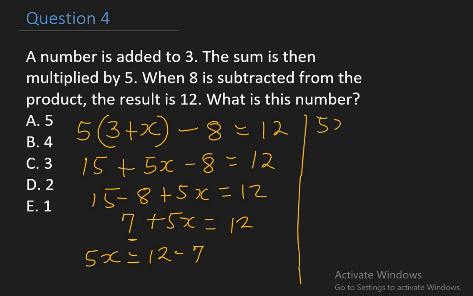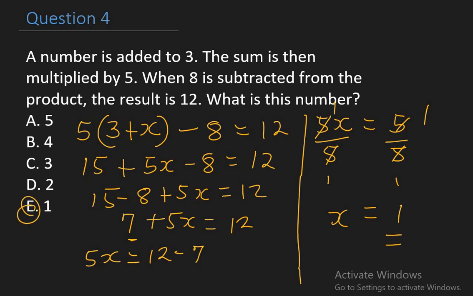So 5x will be equal to 12 minus 7, which is 5. Now divide both sides by 5. 5 over 5 is 1, so 1 over 1 is simply 1, so x is equal to 1, which is option A.